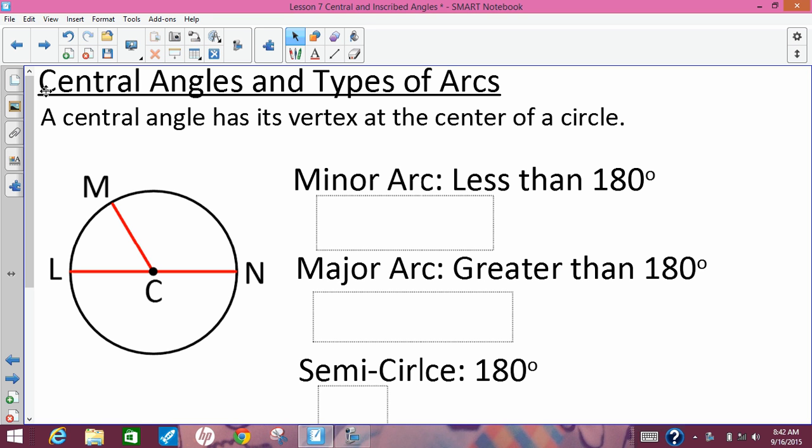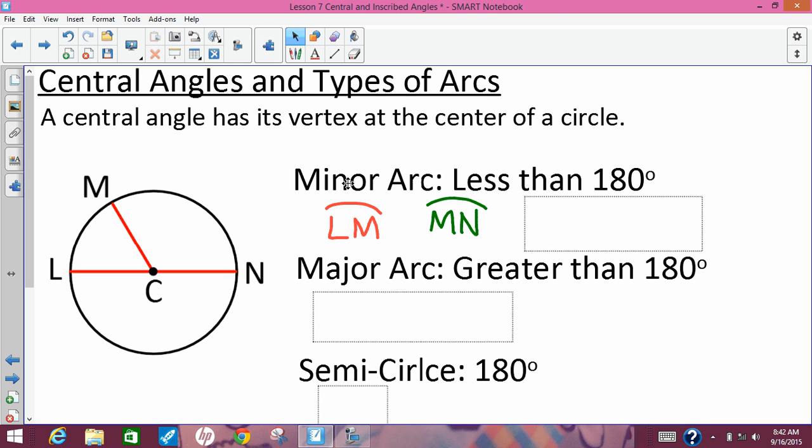We have three different arcs that we need to know, and the first one is a minor arc. A minor arc is an arc that's less than 180 degrees. And here's two examples. We name these arcs by using the letters of their endpoints, similar to a segment, and then we put this arc symbol on top. So arc LM is a minor arc. It's less than 180 degrees, and it's right there.